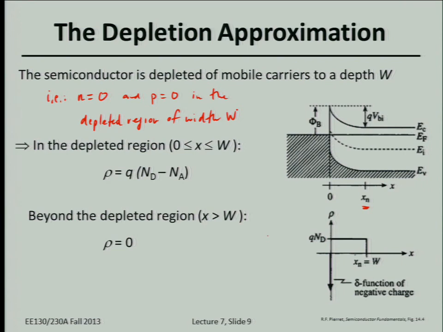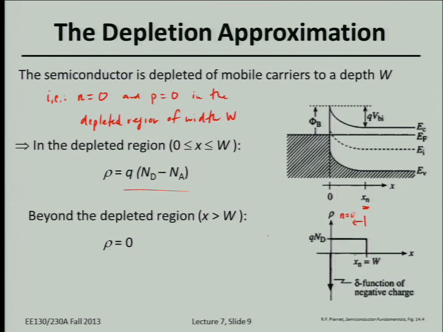the charge density, in coulombs per centimeter cubed, is just given by the net dopant concentration. This is what we covered at the end of the last lecture. Donors are positively charged. If there are any acceptors in the background, they're negatively charged, so you have to subtract that out.